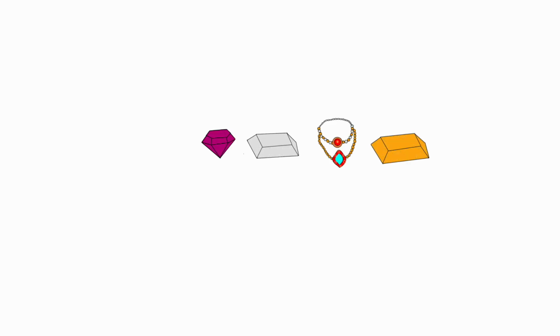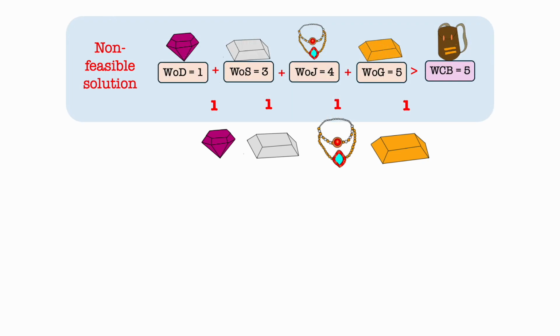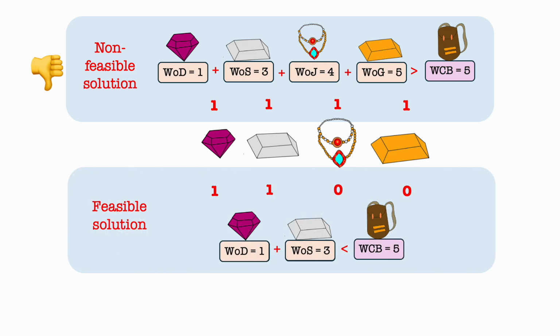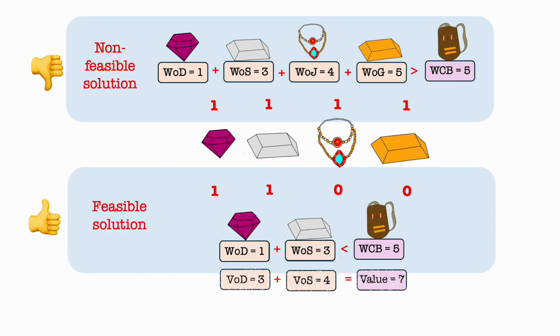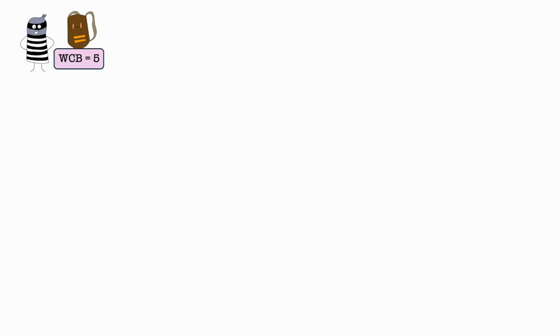When we generate a solution, we have to evaluate two things. If the solution is a non-feasible solution, we will not consider it. If the solution is a feasible solution, we will consider it and calculate the value of the solution, that is, the sum of the value of the items which has an associated digit 1. We will store this value so that we can compare it with other feasible solutions. Now we are going to explore all 16 solutions.